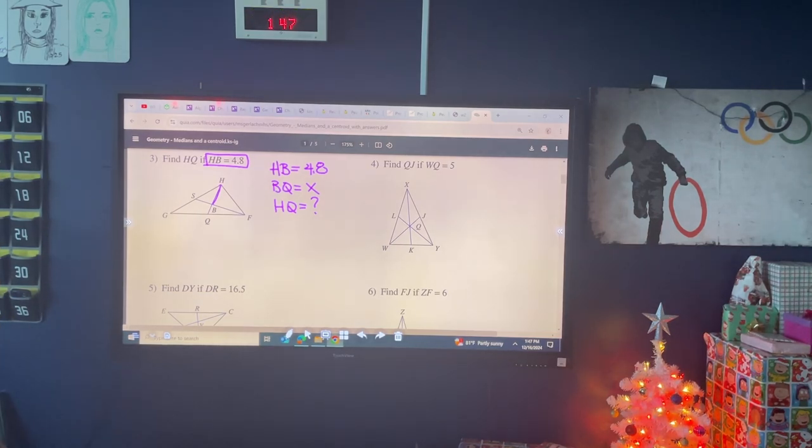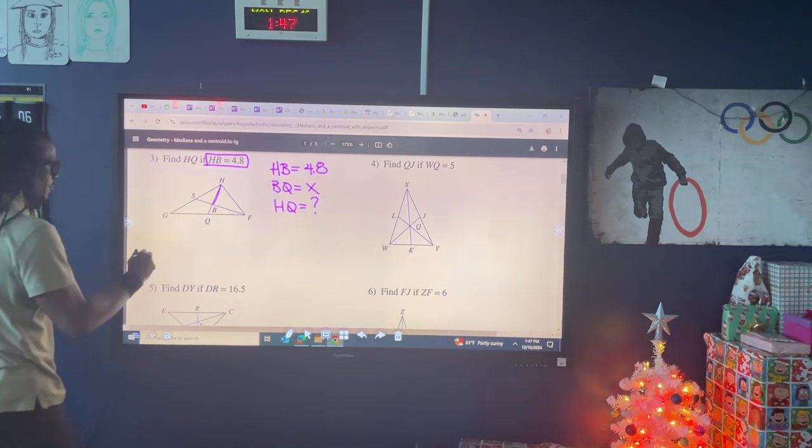Would HQ be like 3/3? Yes, HQ is the entire length, so it's 3 out of 3. So which third of the equation did they give us? They gave us 2/3. We need the whole thing. It's asking to find the entire line segment. So HB equals 3 out of 3 of X.